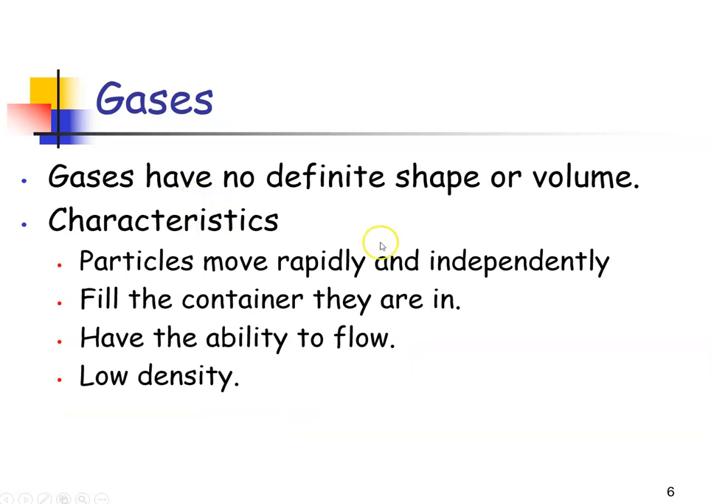Alright, gases don't have any definite shape or volume. The particles in a gas move very quickly, somewhere in the order of 700 miles per hour on average at room temperature, or 340 meters per second. They fill whatever container they're in. They'll expand to fill the container, and they have the ability to flow. They are fluids, and they have very low density compared to solids and liquids.